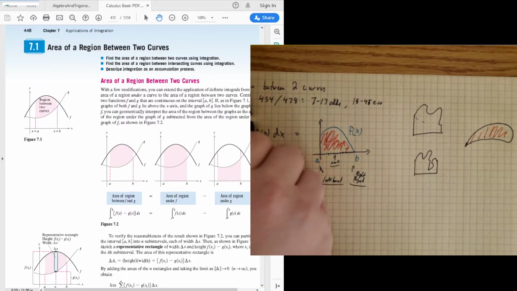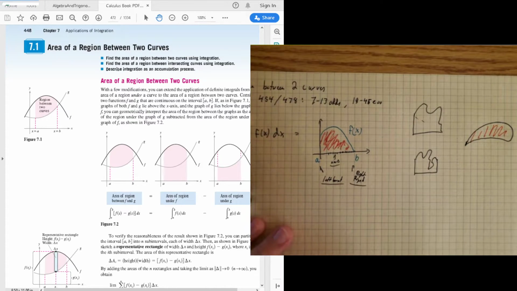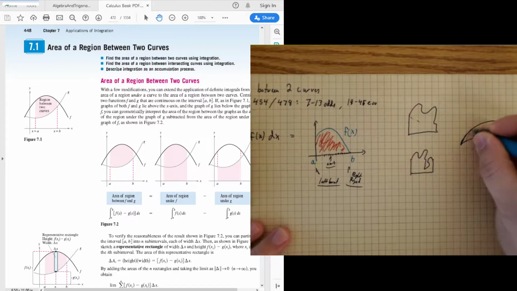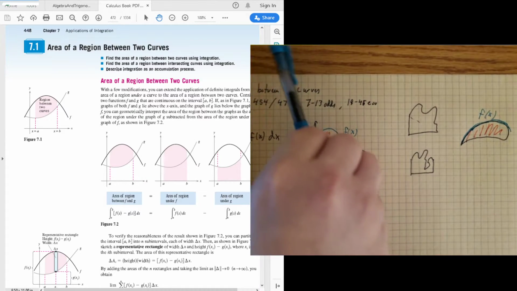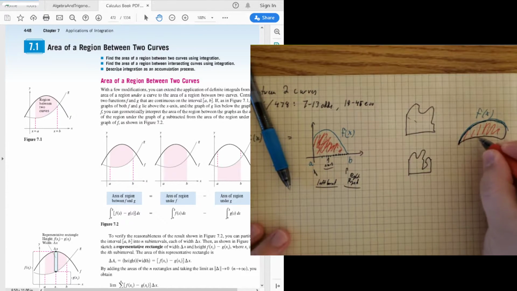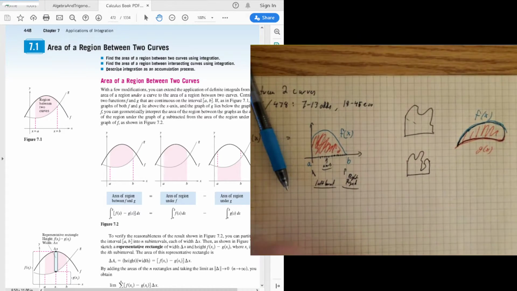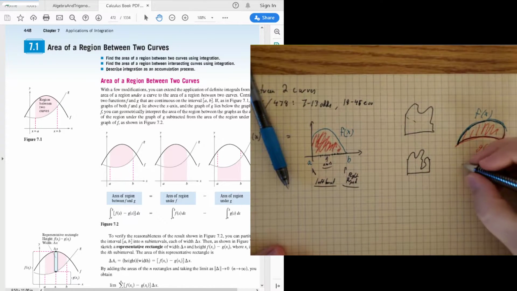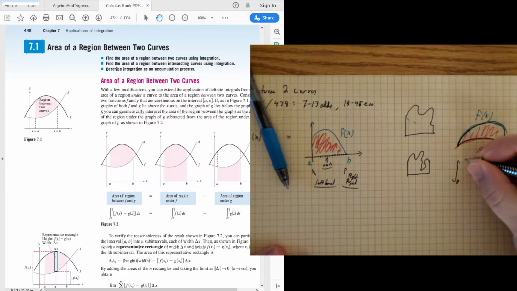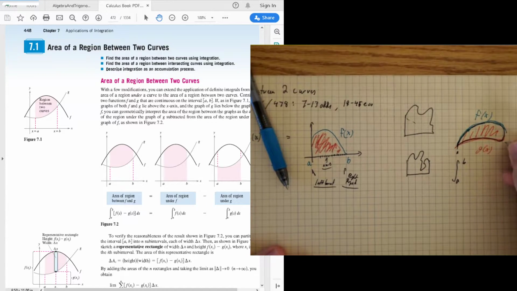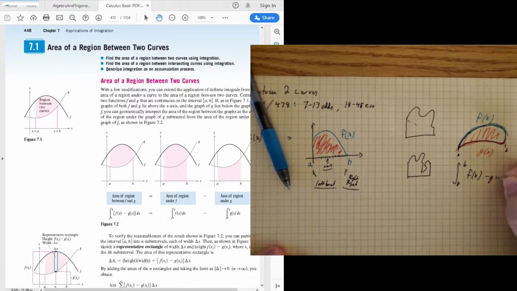Well, it turns out you do it in a very specific way. What you do is you look at the top of this graph as the function f of x. You look at the bottom of this graph as the function g of x. And as it turns out, how do you find the area of this space? You would integrate from a to b f of x minus g of x.